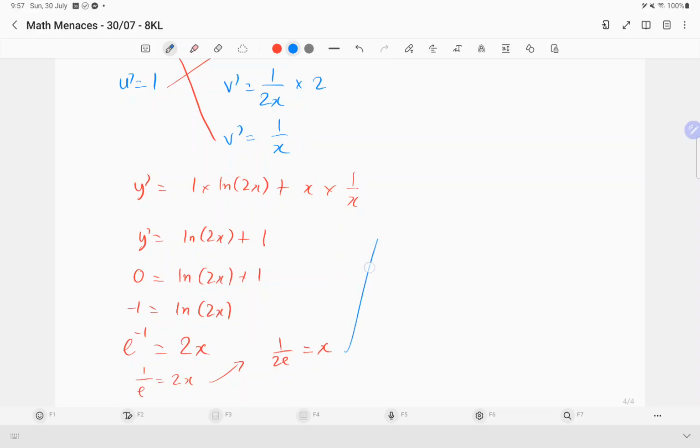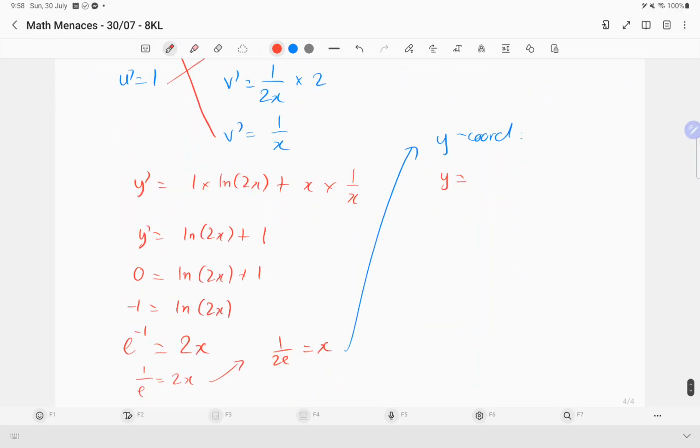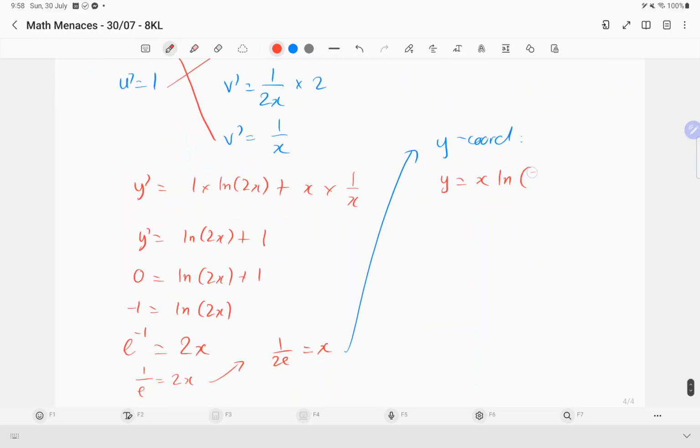Let's find the y coordinate next. Note that y is equal to, what's the equation again? x ln 2x. Okay, what are we substituting here? x equals 1 over 2e. Correct. Sub x equals 1 over 2e and e to the negative 1.